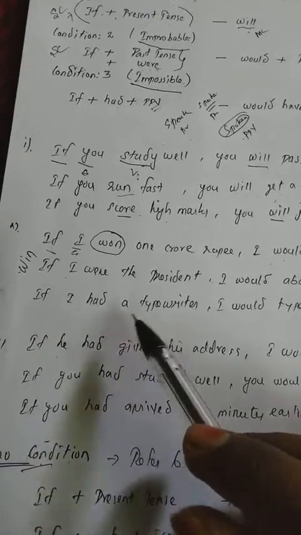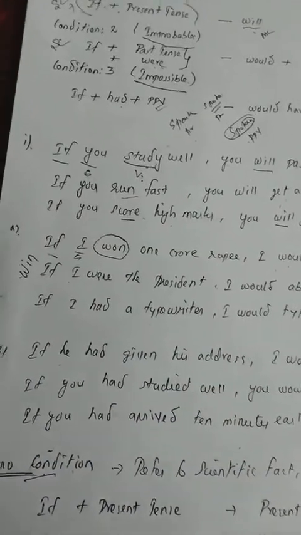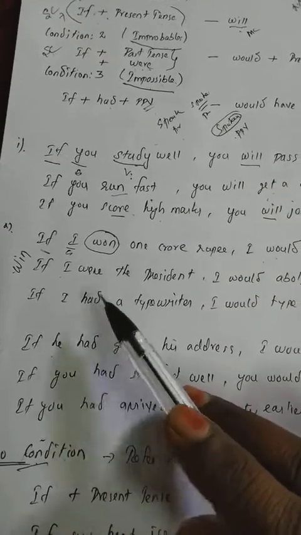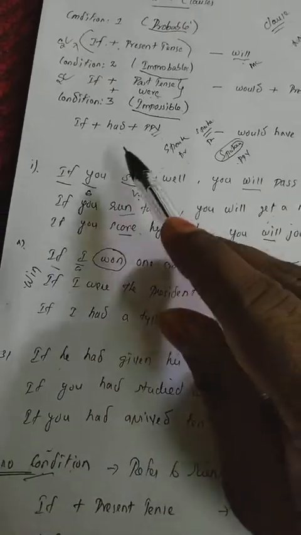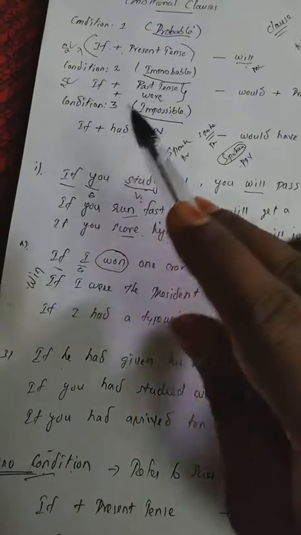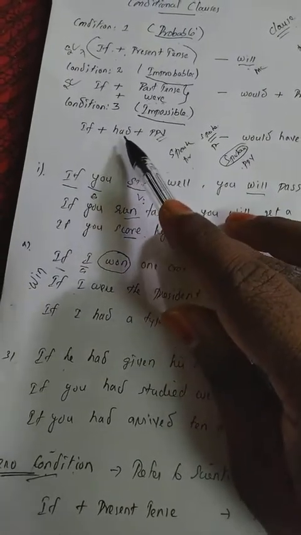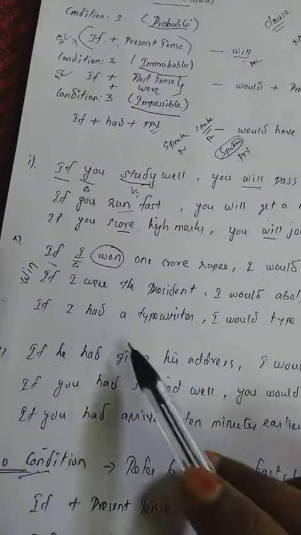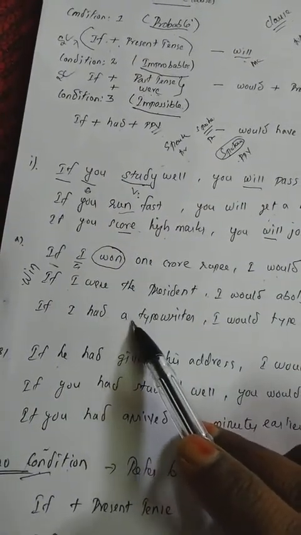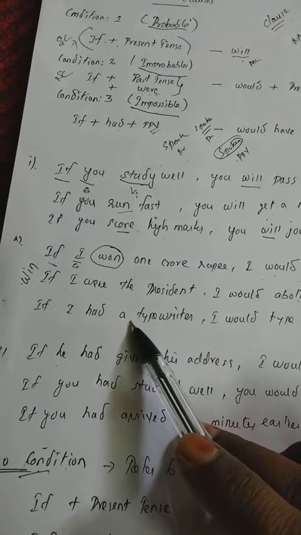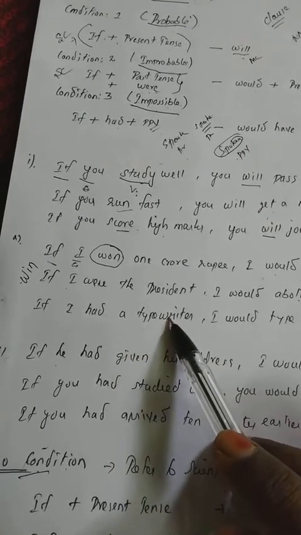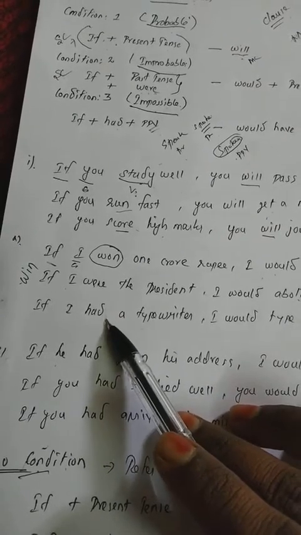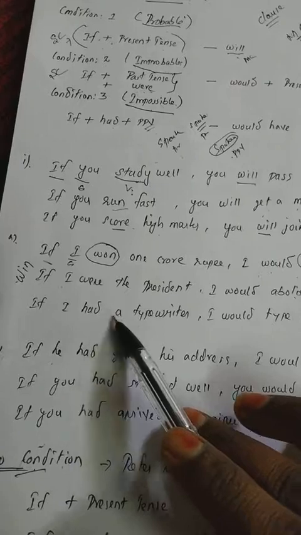And if I had a typewriter, listen here, you will make a mistake here. A lot of children will make a mistake here. Definitely, as soon as they come across the word had, they will think the sentence is in the third condition. Nothing like that. See, here also had is there, but still you have to identify whether a verb is given or not, whether the verb is in the PPV. You just think about typewriter, is it a verb? No. So the main verb comes in the base form, right? That's why this is in the second type.